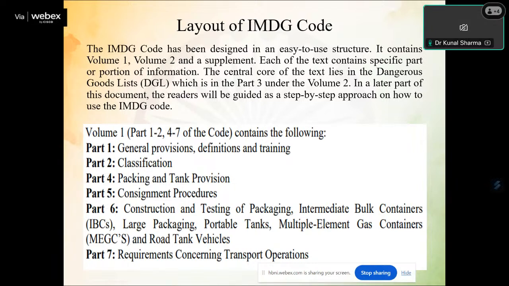provisions, definitions, and training. Part 2, classification. Part 4, packing and tank provisions. Part 5, consignment procedures. Part 6, construction and testing of packaging, intermediate bulk containers, large packaging, portable tanks, multiple element gas containers, and road tank vehicles. So, depending on the hazard or depending on the packing part, as we have already discussed the principles, we can easily understand that all the provisions are written over here. And Part 7 talks about the requirements concerning transport operations.